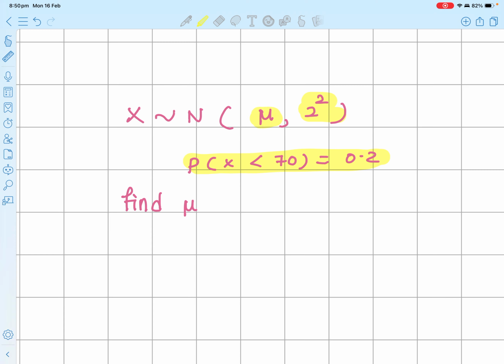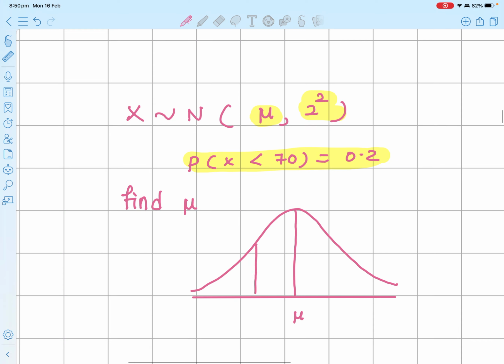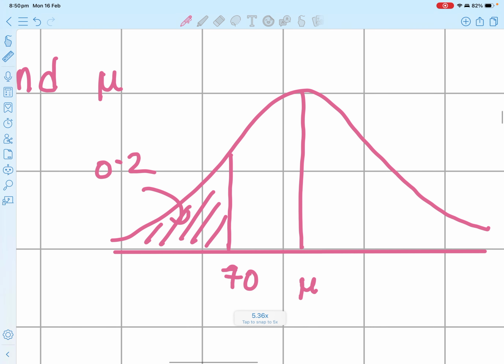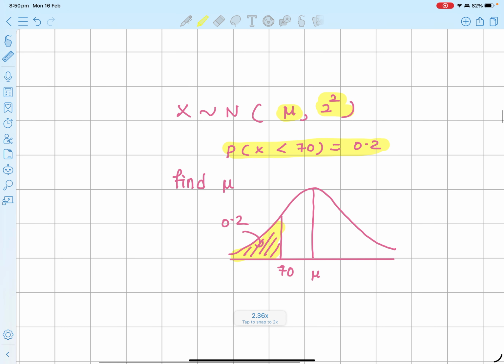So let's just figure this out. In the normal distribution curve, mean is in the middle. Agree? Less than 70 is 0.2. So let's say the area is 0.2, by the way. I also know this value is 70. So less than 70 is 0.2. Yes. But I don't know mu. If I need to calculate mu, I can't use this curve because mu is unknown. So let's keep this to a side.